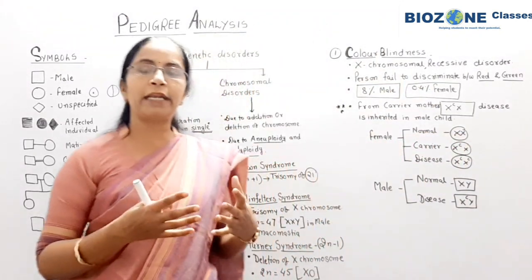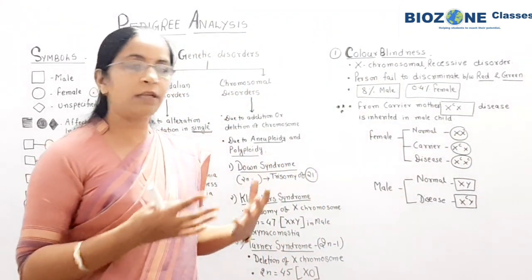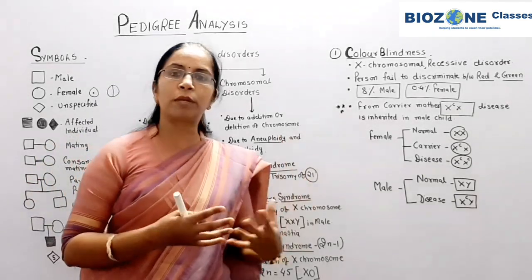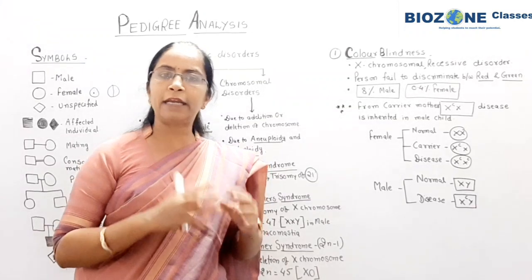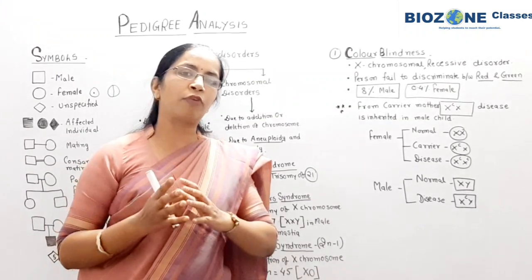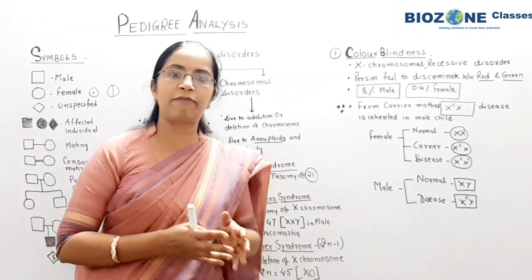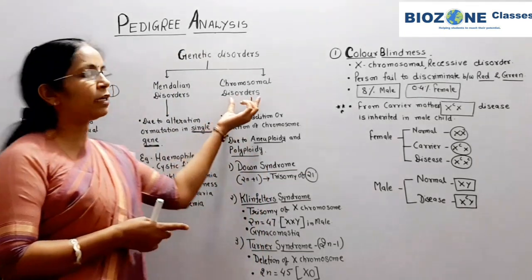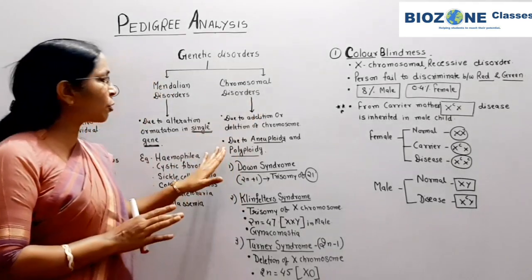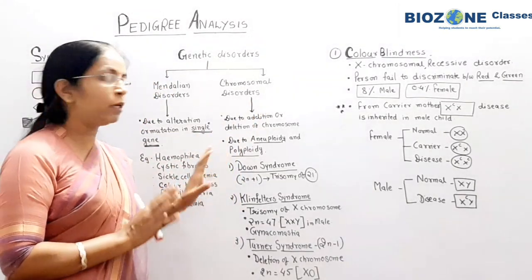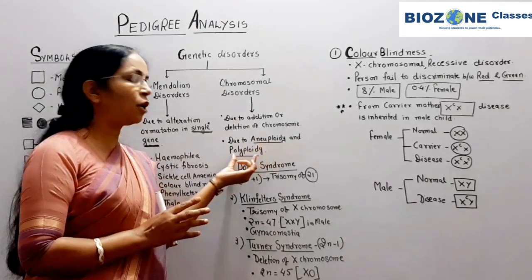When the chromosome is added, the chromosome number may be 47. So in humans, from 46 how many chromosomes will there be? 47. If one chromosome is completely deleted, then instead of 46 the chromosome number may be 45. So when that kind of change takes place, what do you call it? Chromosomal disorder.